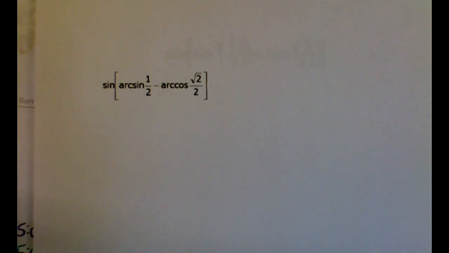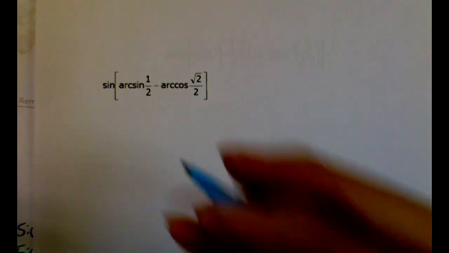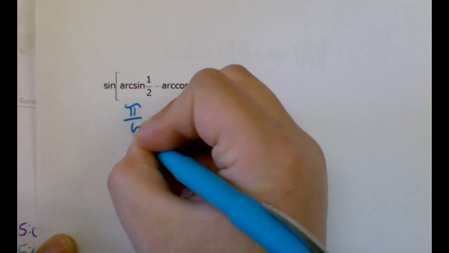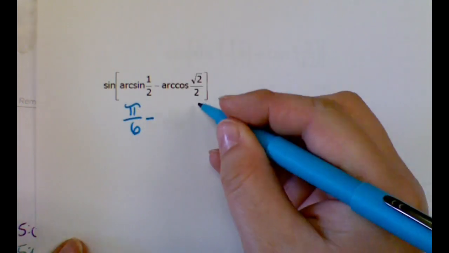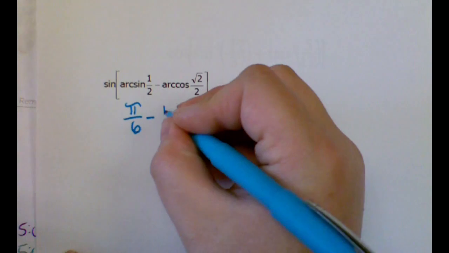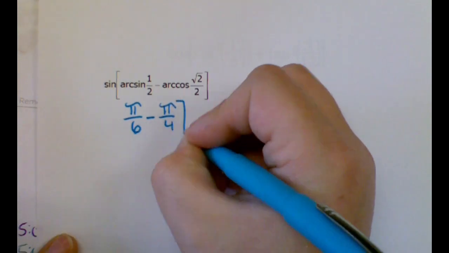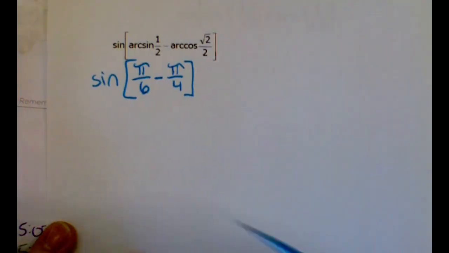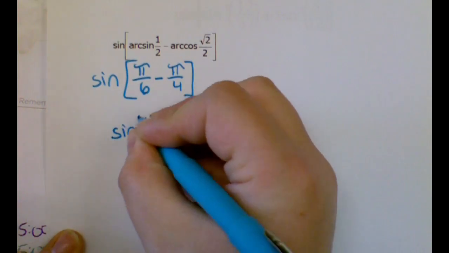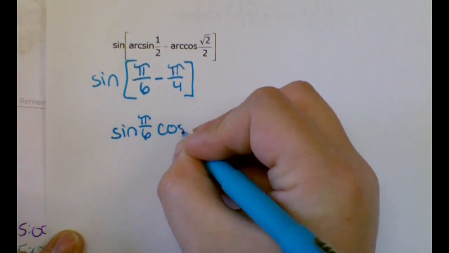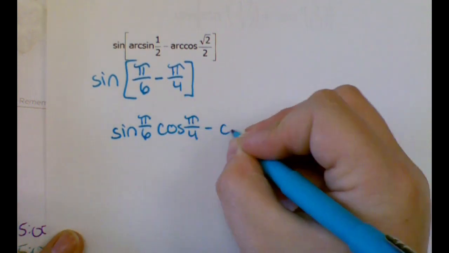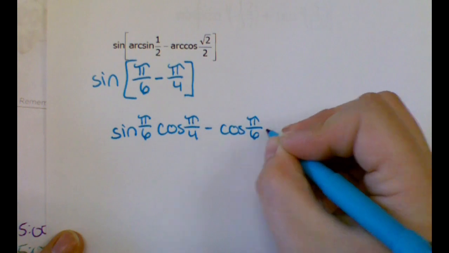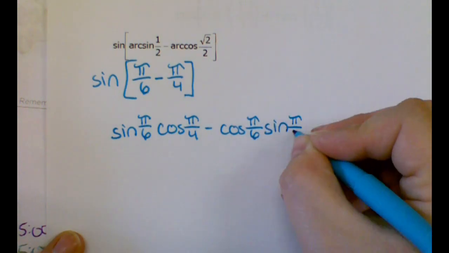And another just like that, except I know the arcsine of a half. Arcsine of a half is pi over 6. And I know the arc cosine of square root 2 over 2. That's pi over 4. So I'm trying to find the sine of pi over 6 minus pi over 4. That'll be the sine of pi over 6 times the cosine of pi over 4 minus the cosine of pi over 6 times the sine of pi over 4.